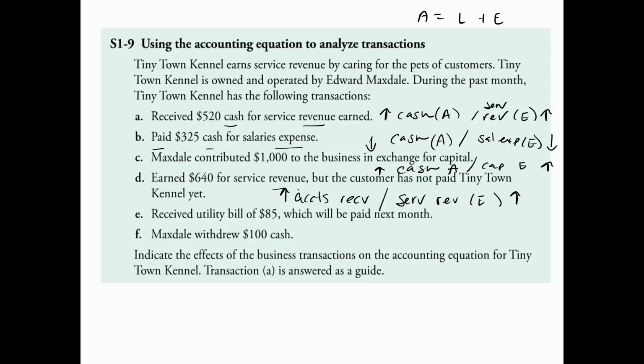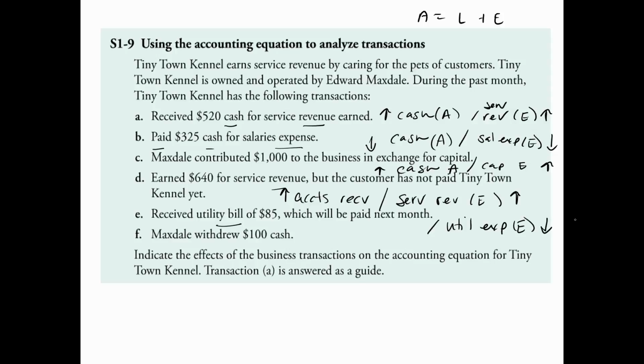And E, I received a utility bill of $85, which will be paid next month. Okay, so again, we've got a bill here, so this is an expense. So this will be something like utility expense. And again, I record it when it takes place, not when I pay it. So the utility expense is part of equity, and that's an expense, so that goes down.